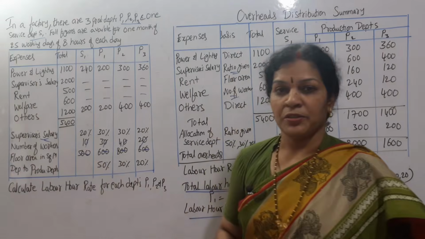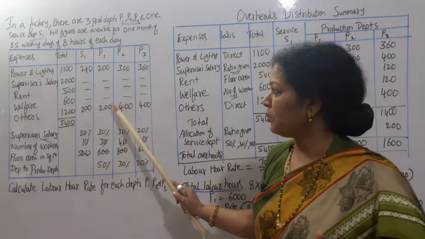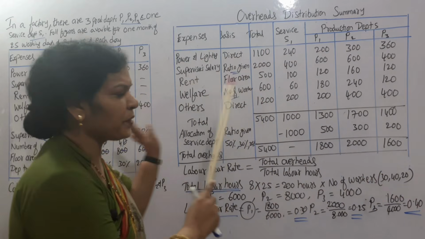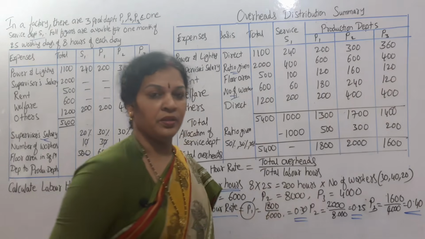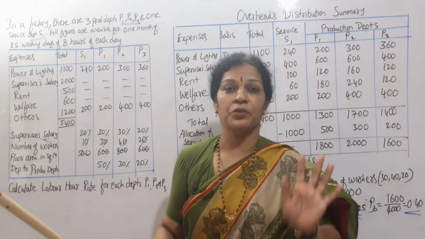Next one, others. Others is 1200. This is given directly, no need to worry. 200, 200, 400, 400, right? So others 1200 as per the given ratio, directly it is given 200, 200, 400, 400. We have allocated all these expenses. This first step is over.